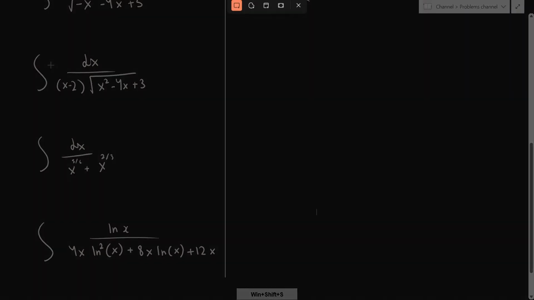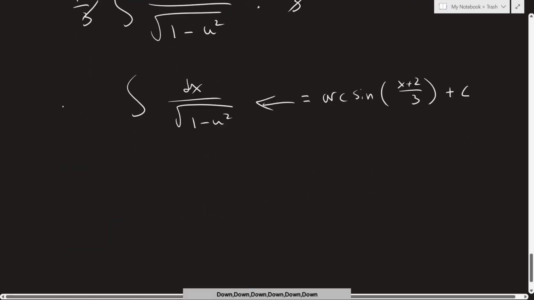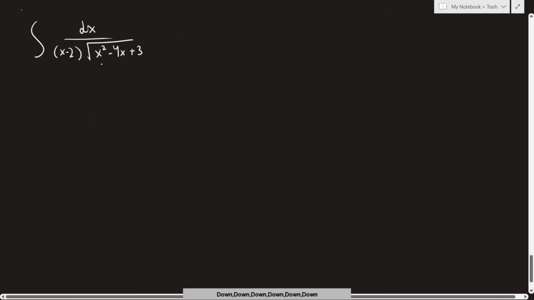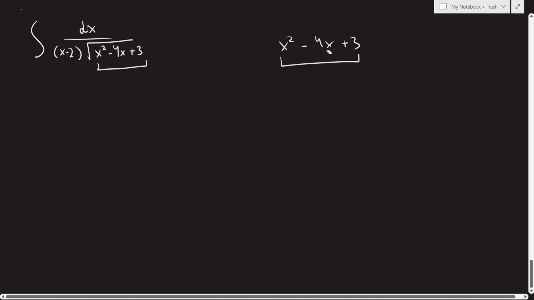All right, now next question. Okay, this is a little long, but it's easy. So we have to factor this first. So x squared minus 4x plus 3. Enter this in the calculator. You're going to find an imaginary number. So we're going to do it again.